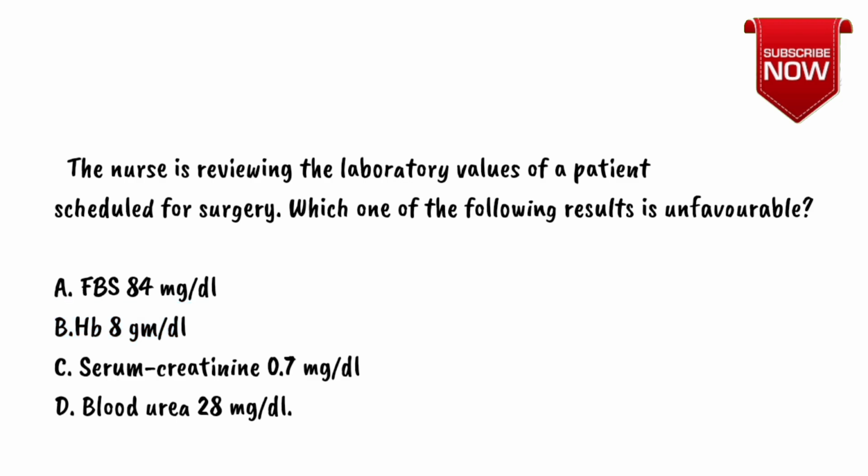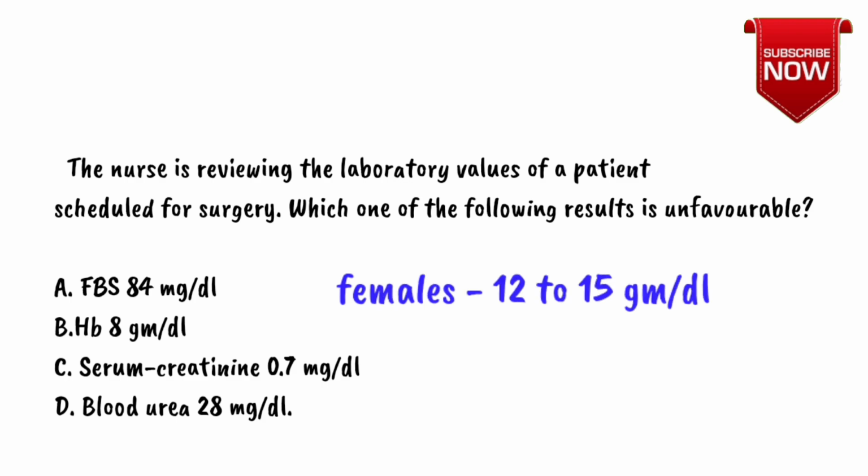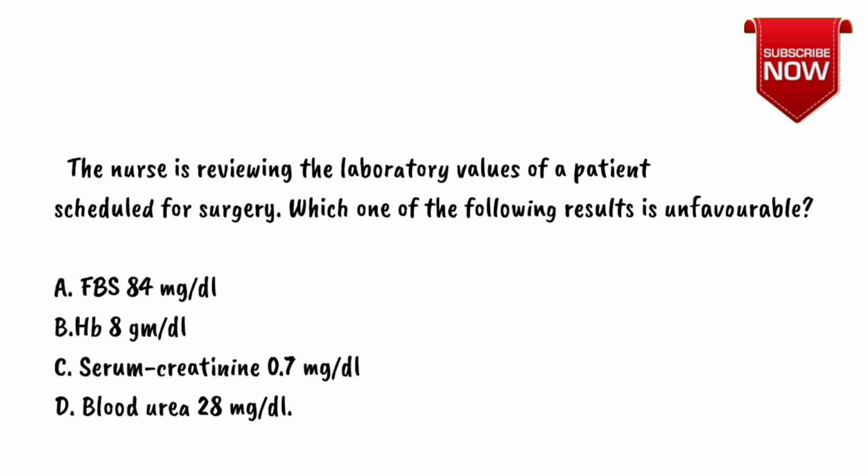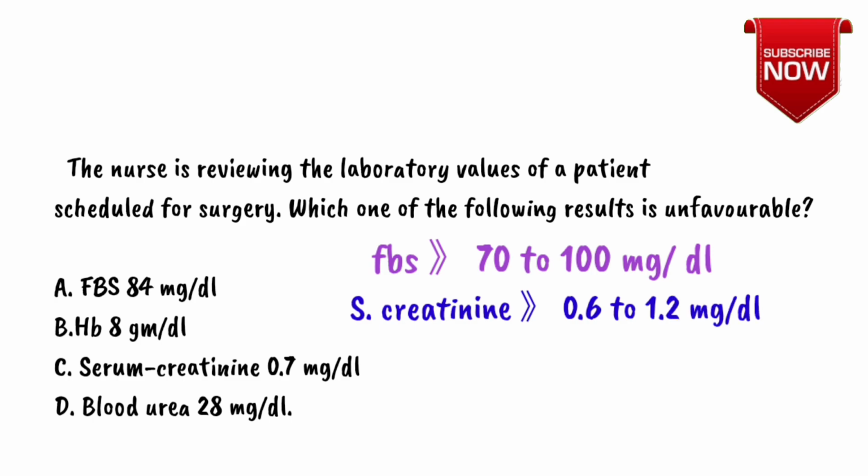The normal value of hemoglobin in males is 13.5 to 17.5 gram per deciliter. In females, 12 to 15 gram per deciliter. Option A, FBS, the normal range is 70 to 100 mg per deciliter. Option C, serum creatinine, the normal serum creatinine is 0.6 to 1.2 mg per deciliter. Option D, blood urea, the normal blood urea is 15 to 40 mg per deciliter.